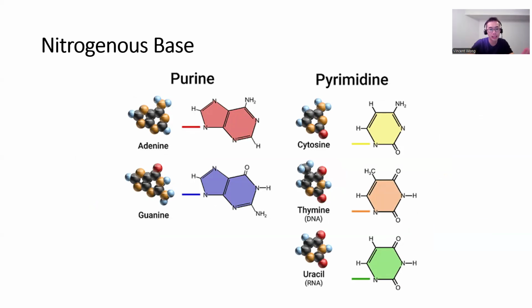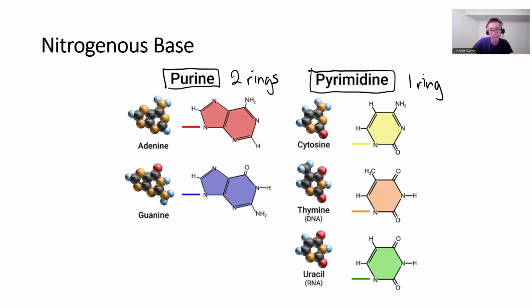Let's take a closer look at the nitrogenous base. We can separate the base into two groups, purines and pyrimidines. The purines have two rings in their structure. I remember when I was studying this in school, I always got confused. So purine has two syllables to it. That's why it's two rings, okay? And pyrimidine has one ring. That's how I remembered it.